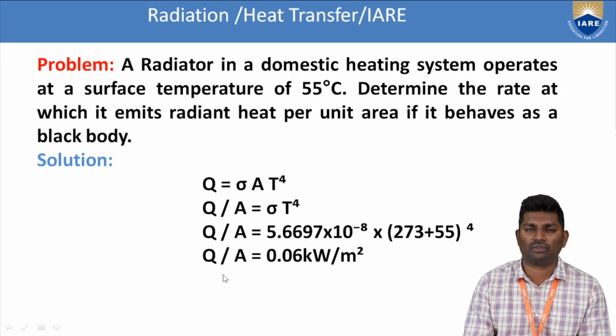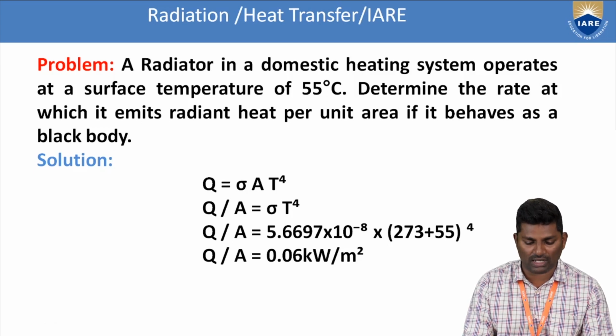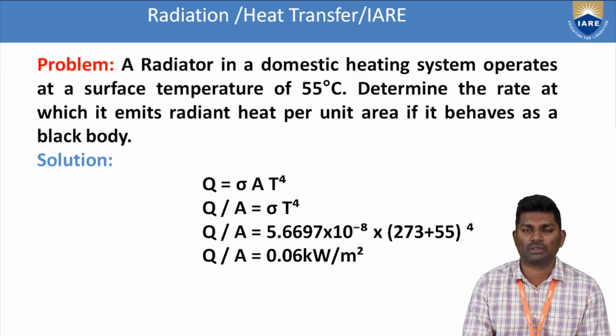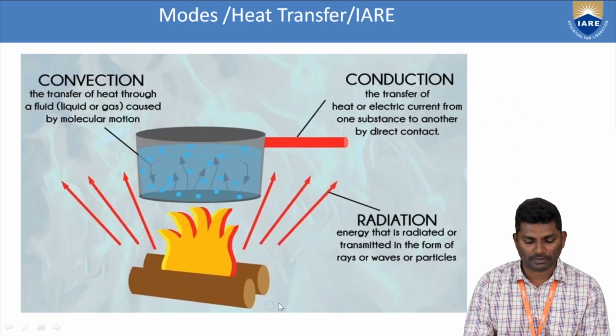So the general equation of the radiation is given by Q is equal to sigma A T power 4. The Stefan-Boltzmann constant, as we know, is 5.6697 into 10 power minus 8, into the fourth power of its temperature. Temperature is given as 55 degrees centigrade. Since the Stefan-Boltzmann constant is in Kelvin, convert your temperature into Kelvin. Then you'll get the heat per unit area of the radiator as 0.6 kilowatt per meter squared.